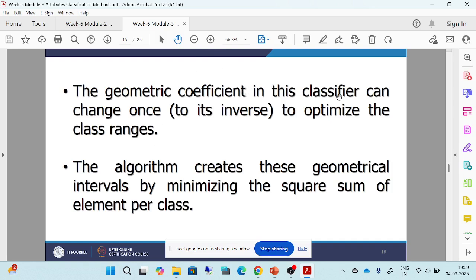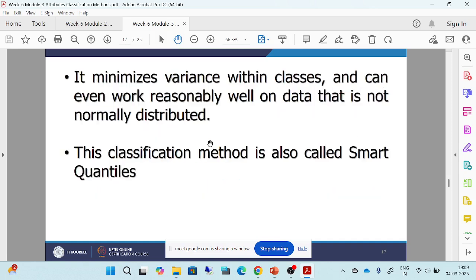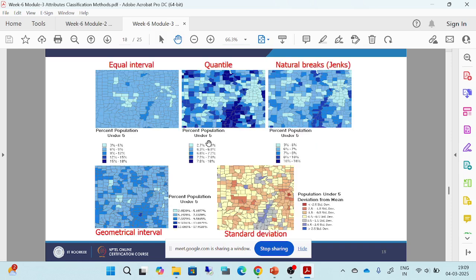The geometric coefficient in this classifier can change once to optimize the class ranges. So it's purely a mathematical classification that is being used here. This is how all these classifications have been used in a particular scenario. This is an example. This is not from continuous data, but it is from vector data. What you see here is the same data set classified using equal interval, quantile, natural breaks or Jenks, geometrical interval, and standard deviation.